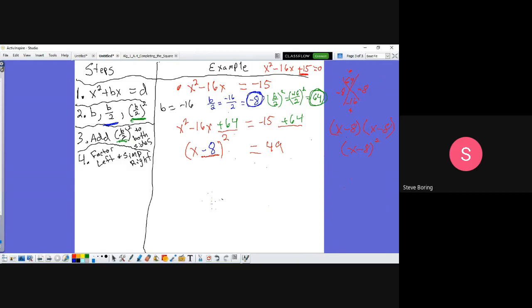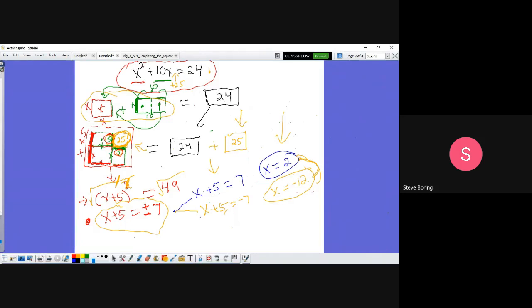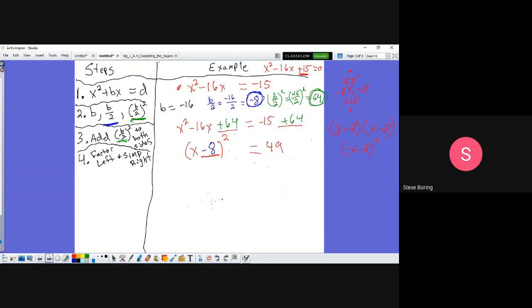So the 64, the green part, b over 2 squared, was representing, if I go back here, taking this part and cutting it in half and adding it to both sides. So you had this part was -8 times -8. That's why it was 64. But that made the side length -8. That's kind of how it worked, in case you're wondering. So it looks like this.